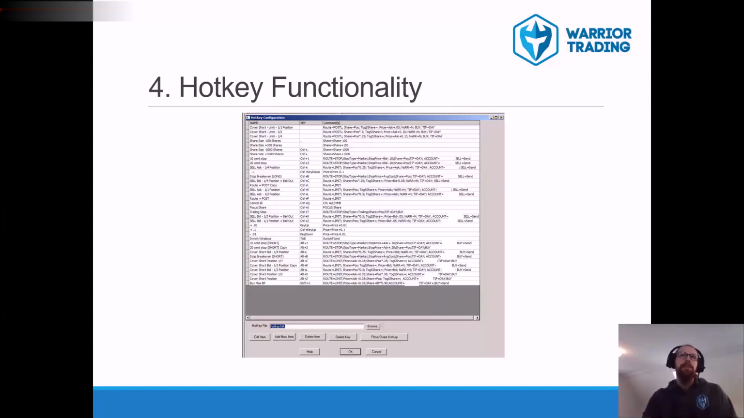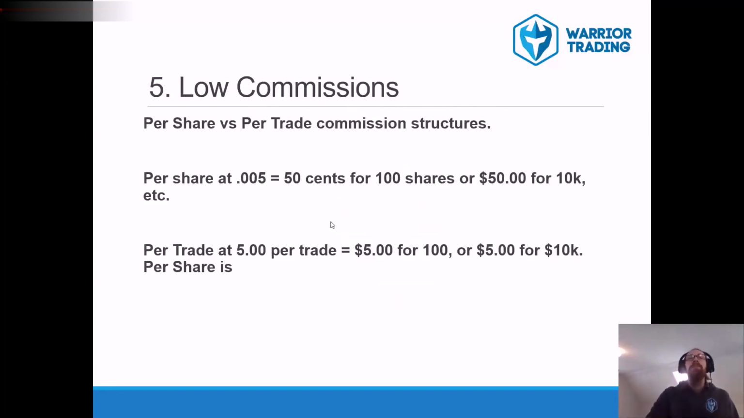For me, I use Control Z, and it'll automatically calculate my position size to sell it. So I can get into a trade literally as quickly as pressing Shift 1 and Control Z. Think about how fast that is. That's really fast. And number 5, low commissions. Right now, last year I paid over $30,000 in commissions.